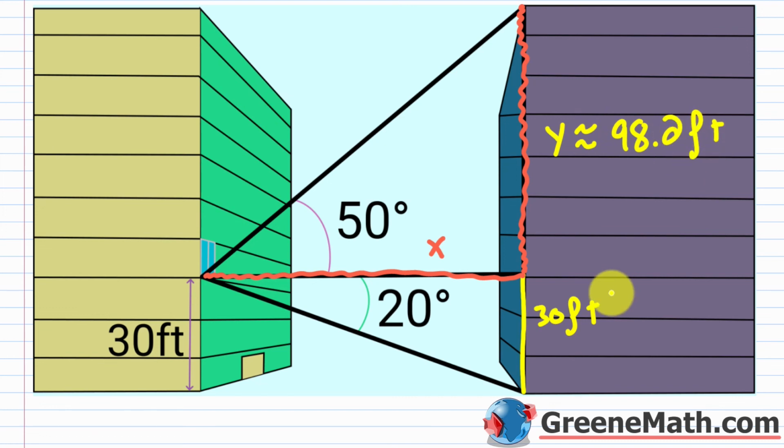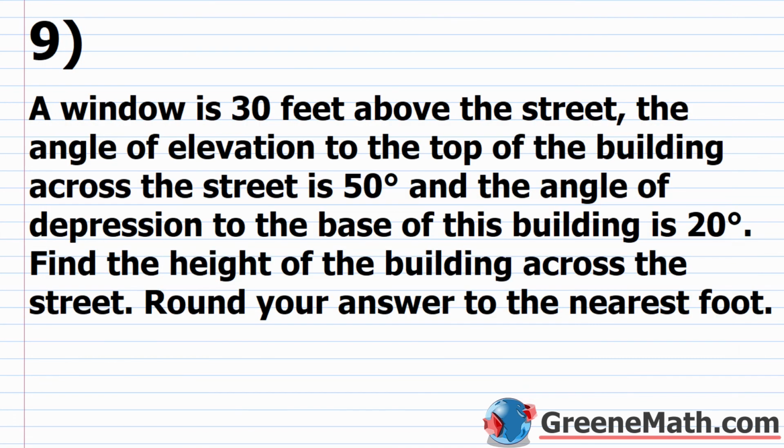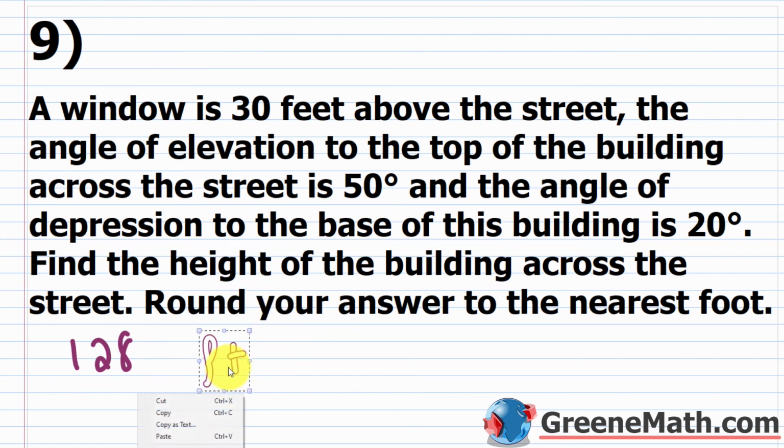Now, if I take this guy right here, which is 98.2 feet, and I add it to this guy right here, which is 30 feet, that's going to give me 128.2 feet. So coming back, I would say that it's 128.2 feet, but we're specifically told to round your answer to the nearest foot. So you can just cut this part off, and we'll just say that as an estimate, it's about 128 feet.